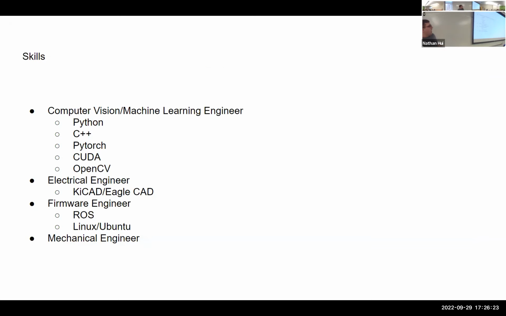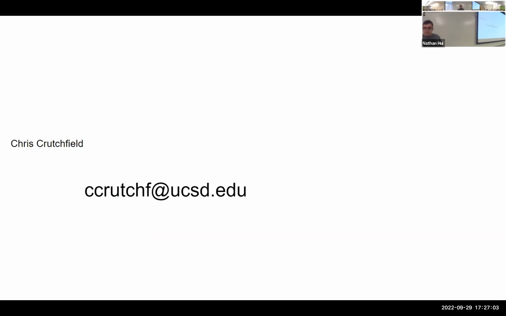Again, I have a list of skills. I'm looking for computer vision people, electrical engineers. We have electrical engineering work to do on this, and there may be a redesign coming in the future. I have some firmware stuff I want to do. So if you know ROS, for example, there are some ROS opportunities, some Linux and Ubuntu opportunities, and potentially some mechanical engineering, as well as systems engineering. This is not a full list. For a full list, you can go to the open positions page on efree.ucsd.edu. And once again, my contact info.